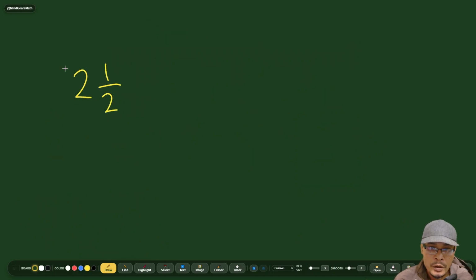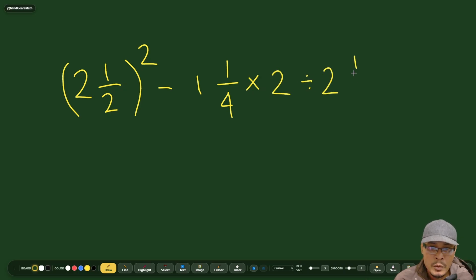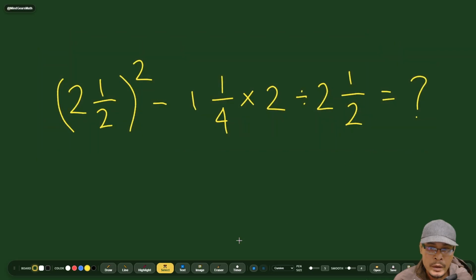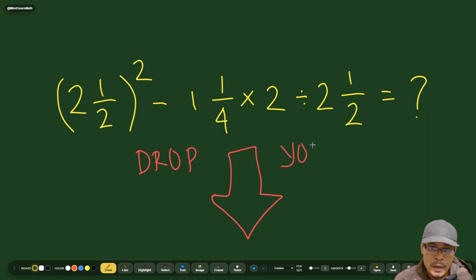Now your turn. On the screen, the quantity 2½ squared minus 1 and 1/4 multiplied by 2 divided by 2½. Exponent, subtraction, multiplication, and division on our equation. Follow the full rule. Drop your answer in the comments.